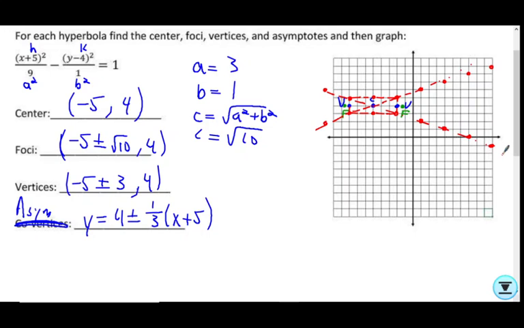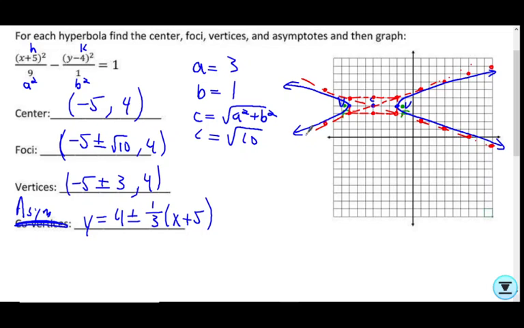And those are your asymptotes. Okay? Then graph your hyperbola. You start at the vertex, and then it just follows your asymptote out. Like that. Starts here, and it goes out. Like that. That's basically all there is to graphing the hyperbola. Okay?